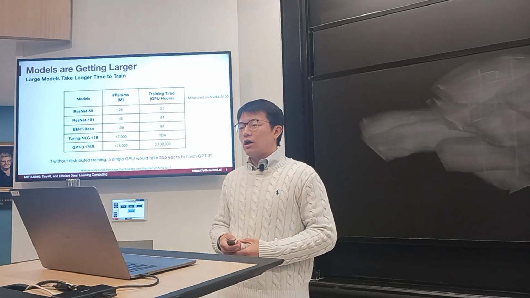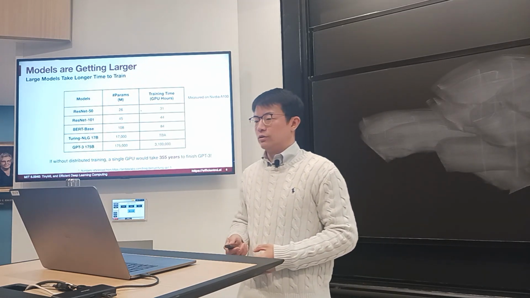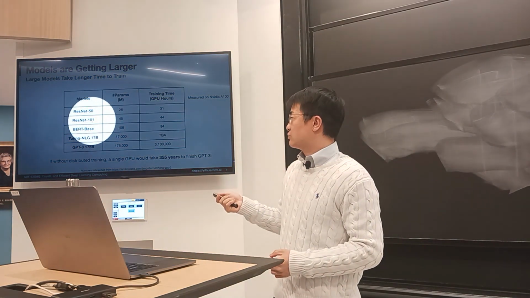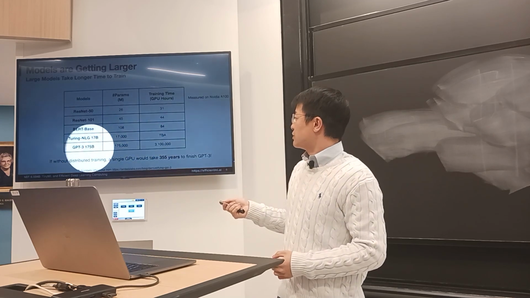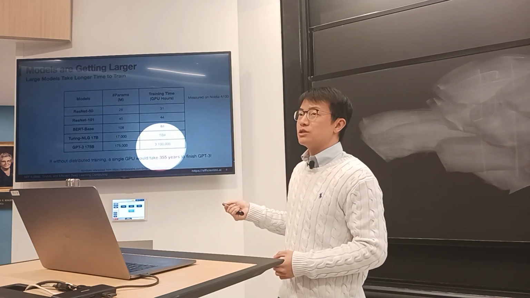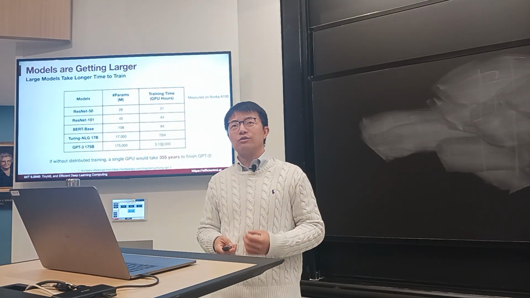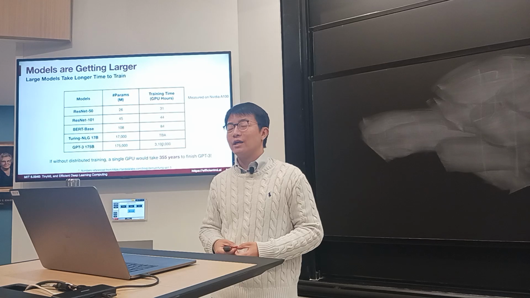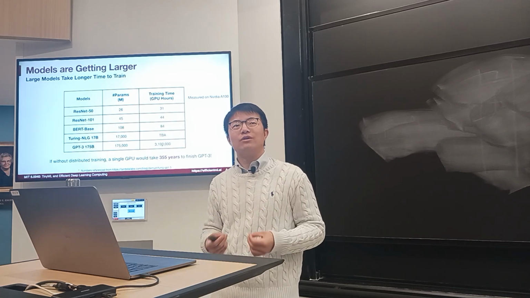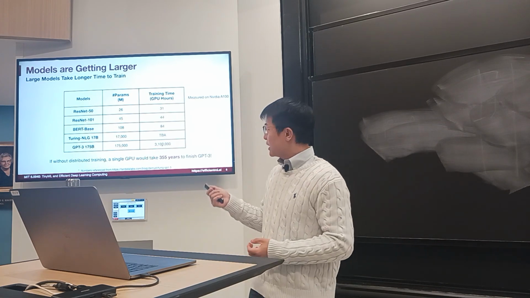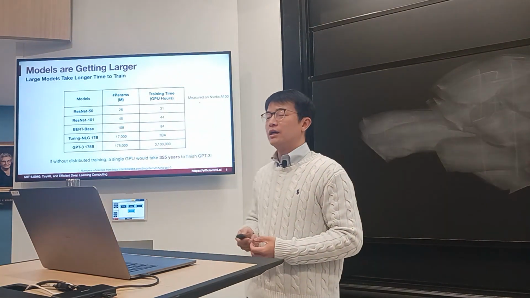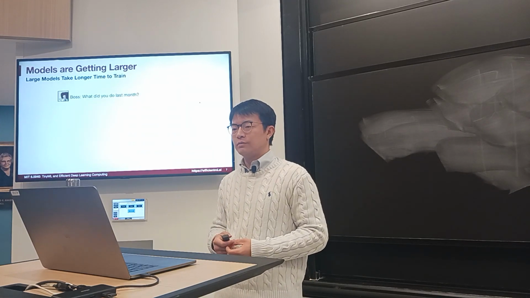This is showing how long it takes to train a model, from ResNet-50 to BERT-base to GPT-3. Particularly for GPT-3, with 175 billion parameters, it's a huge amount of GPU hours. If you have a single GPU, it will take 355 years to train the model, which is too slow. And these numbers are measured on the NVIDIA A100 GPU.